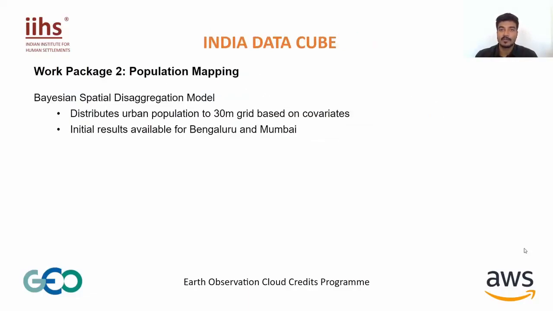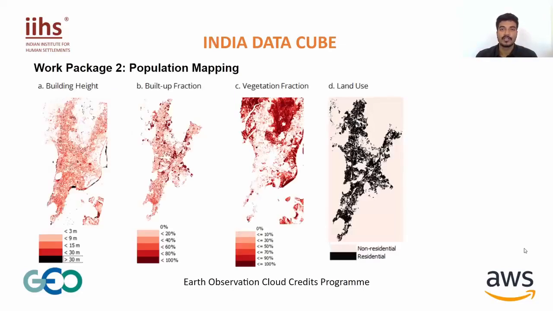We have also developed Bayesian spatial disaggregation models to generate 30-meter population surfaces using covariates such as building height data, fractional built-up, fractional vegetation, and land use data. The fractional built-up and vegetation layers are already discussed in this presentation, and the building height data was generated using Cartosat 1 2.5 meter stereo product.